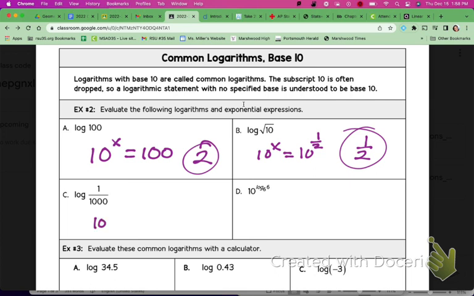For C, 10 to what power gets us 1 over 1,000? Well, 1 over 1,000 is the same as 10 to the -3. So what does x need to be? -3. And then what would be log 6 to the 6? 6 to what power is 6? 1. So that whole thing just becomes 1, so 10 to the 1 is 10. We could all get those using our calculators very easily, hopefully, because you have log buttons on your calculators.